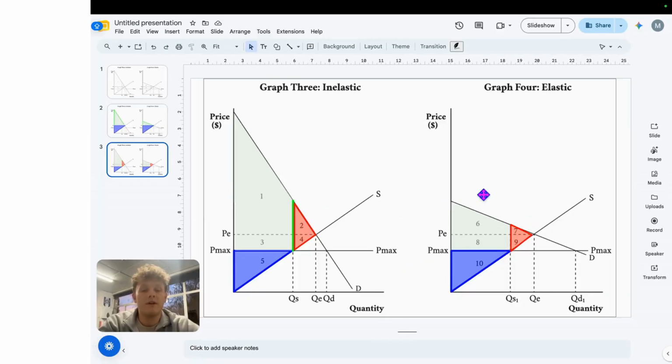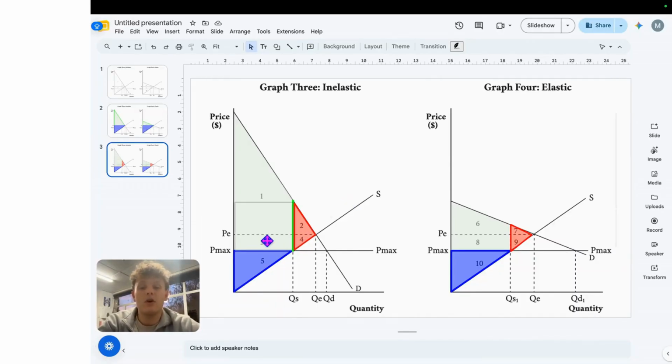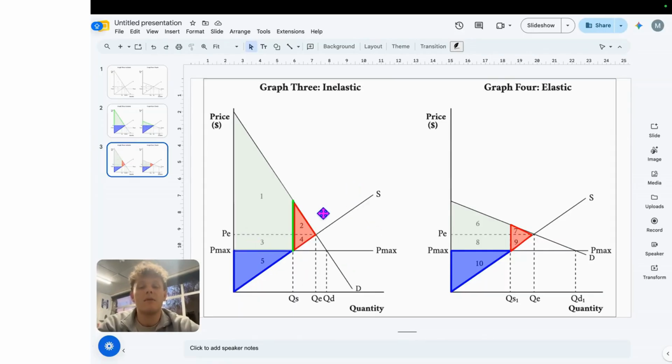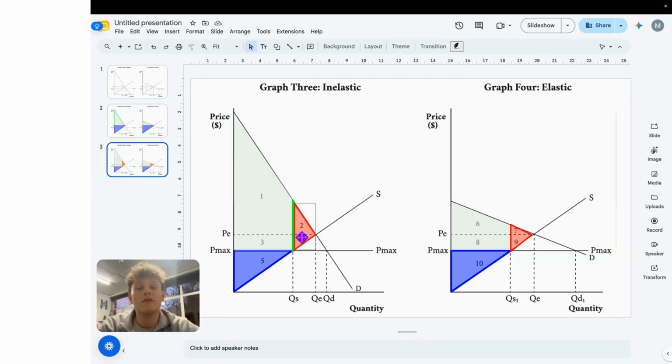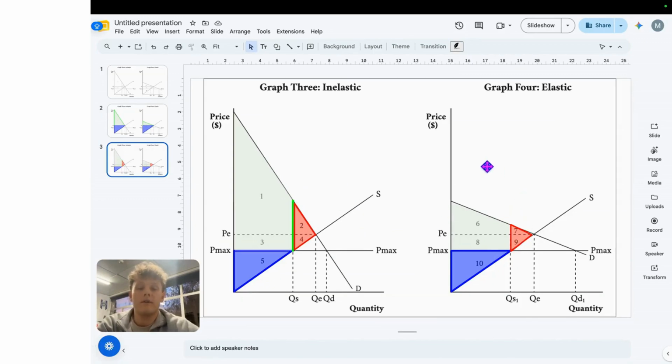The deadweight loss, finally, is the area that was surplus before. However, with the maximum price implemented, not all of the surplus lost from consumer and producer is transferred to the consumer. So not all of this area lost by the consumer and producer surplus is transferred. Some of it goes missing or is lost, which is the deadweight loss. So area 2 and 4 on graph 3 and area 7 and 9 on graph 4.